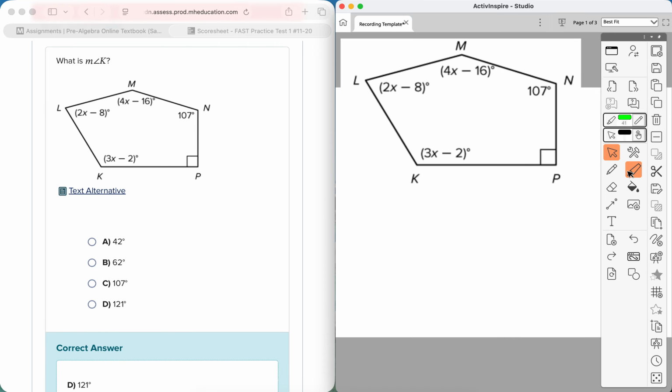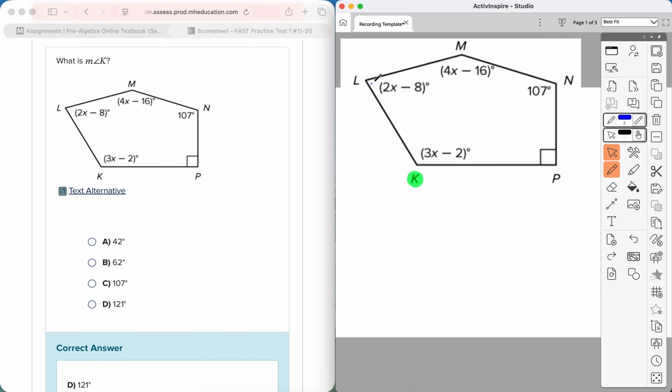What is the measure of angle K? So I'm going to highlight this so that I remember that in the end we're trying to find the measure of angle K and not just X, because that is a pretty common trick on questions like this.